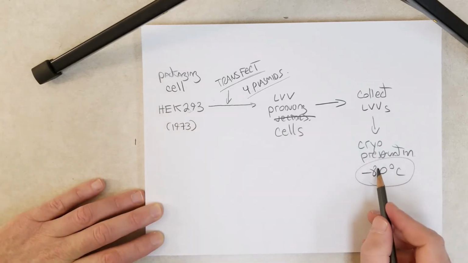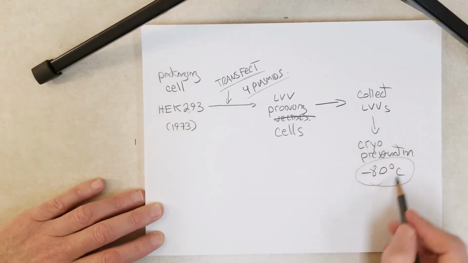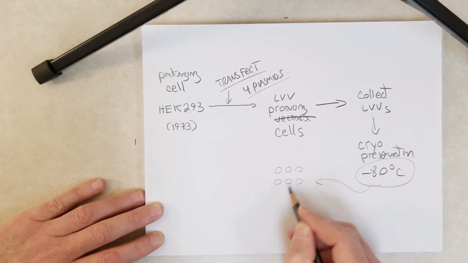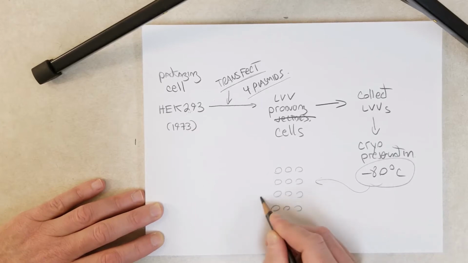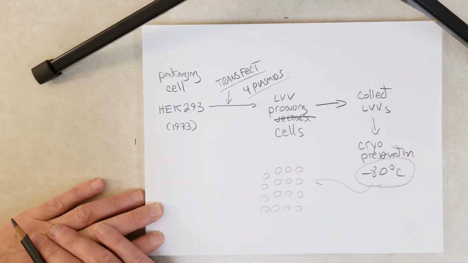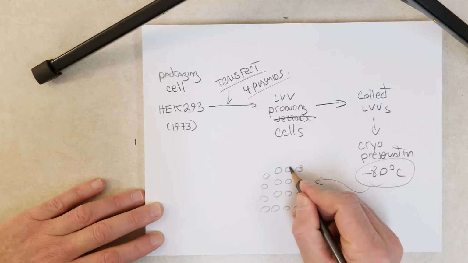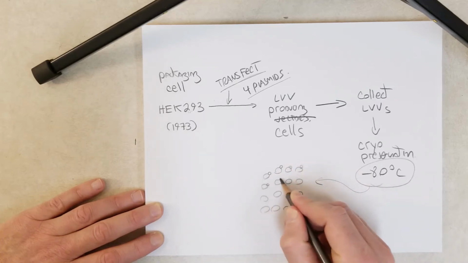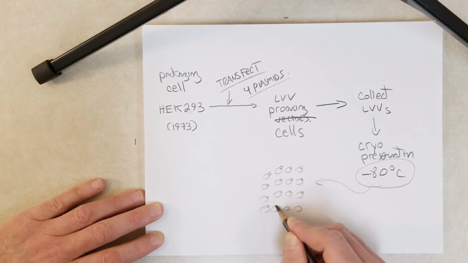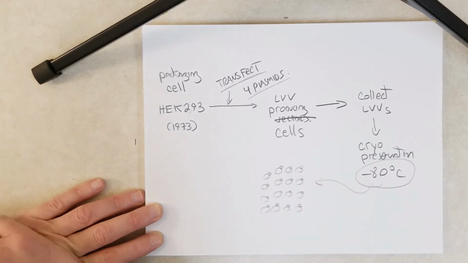And anytime, once you have these LVVs, anytime you have some cells that you want to make green, if we want to make all these cells green, we just need to mix our LVV with these cells. I'll put these little circles here. These are the little LVVs, and they're fusing with these cells. They're going to insert that transgene carried by the LVV into the genomes of the cells.